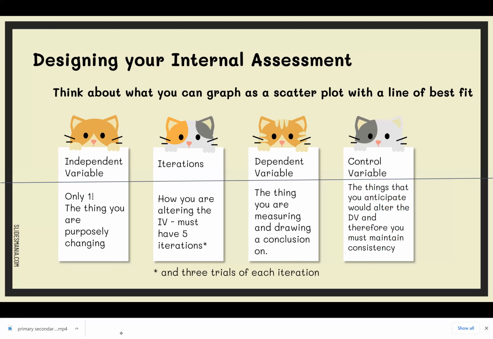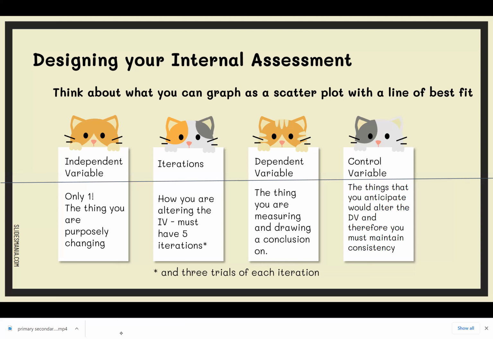And then finally, we have to have control variables, because most of the time we're experimenting, other things could have an effect on my dependent variable. So what I do is I say, okay, that's probably going to have an effect, and I am going to keep it consistent each time.